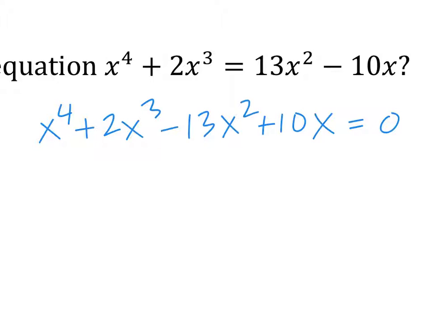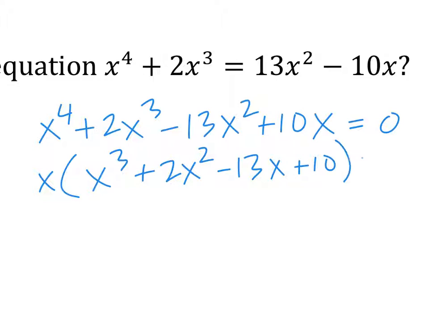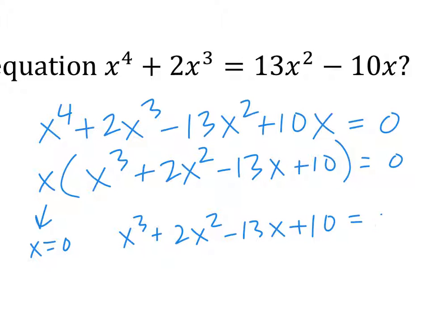All right, now we're going to start factoring. The first rule of factoring is the first step, which is what? Yes, greatest common factor always has to come out first. So take x out. x cubed plus 2x squared minus 13x plus 10 equals 0. All right, now we try to set each part equal to 0. So x equals 0 and x cubed plus 2x squared minus 13x plus 10 equals 0.